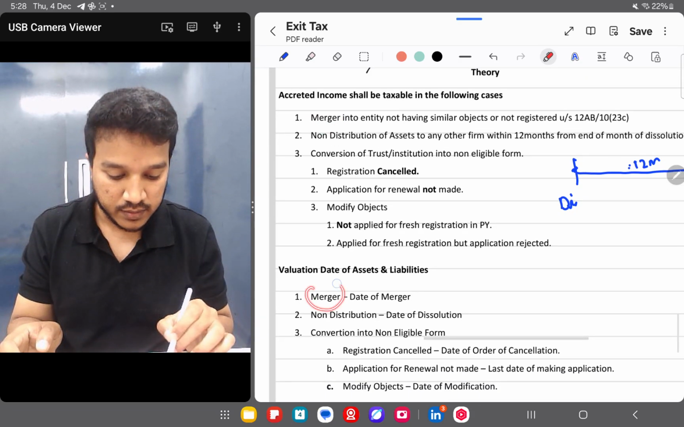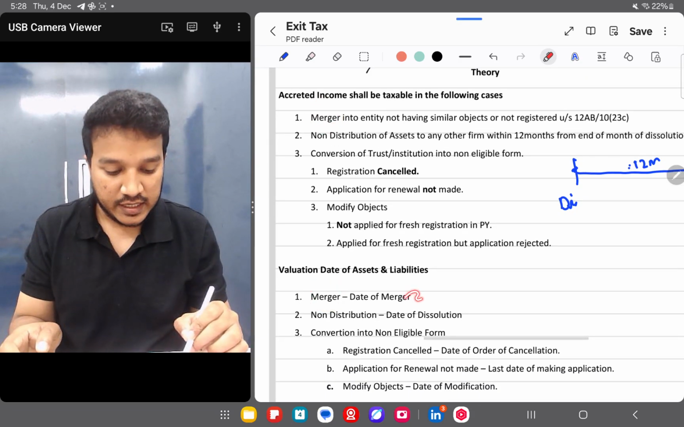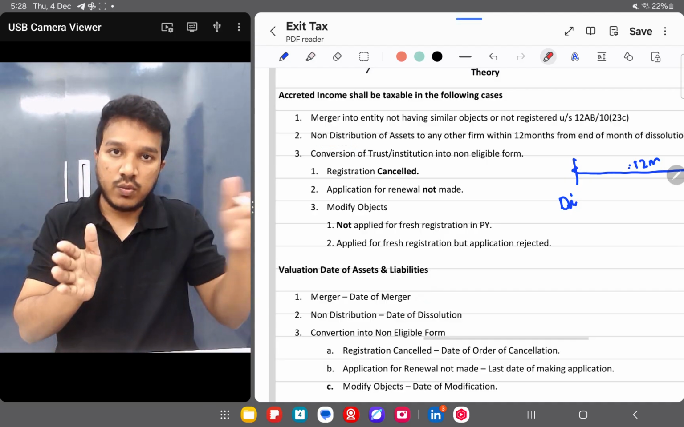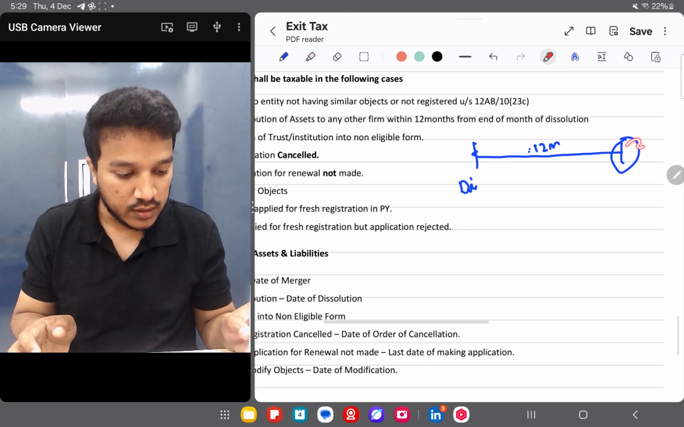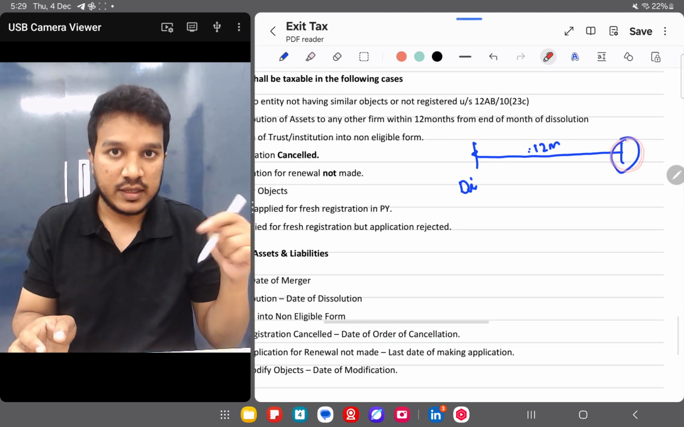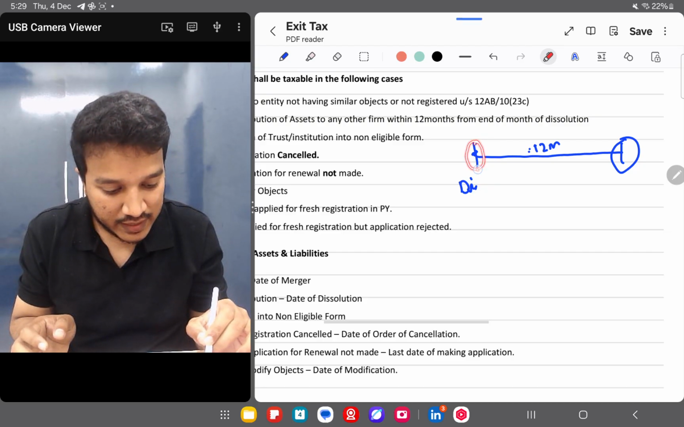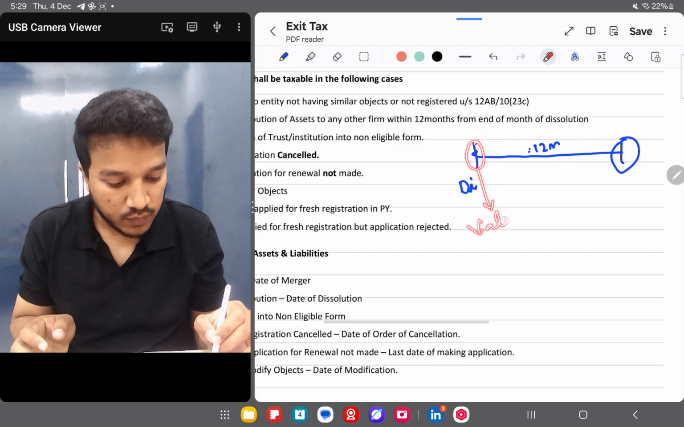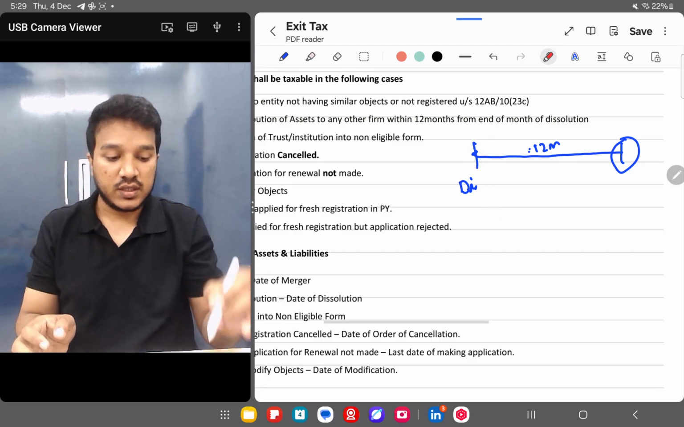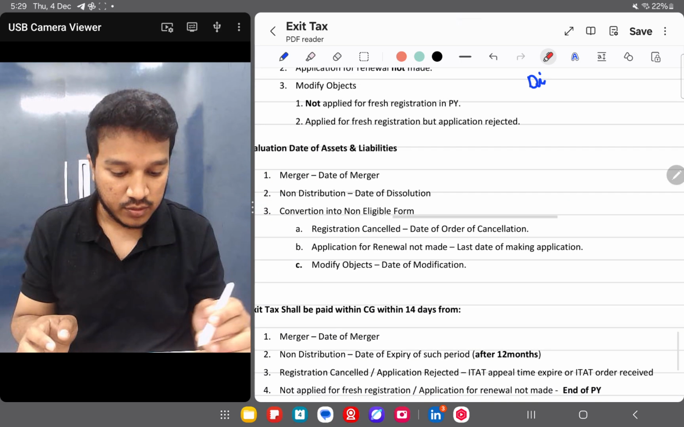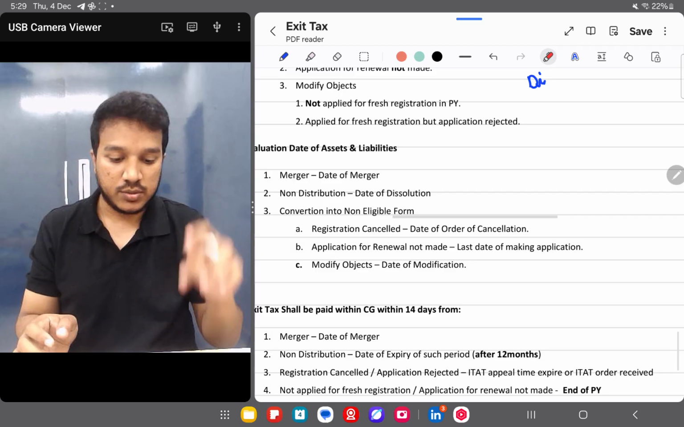Now if you see for merger, here also we read about merger. In case of merger, it's the date of merger. Okay, non-distribution of assets. Within 12 months you did not distribute. You waited for 12 months and then you saw assets are still lying. Then you will go back to the date of dissolution. Whatever is the value of those assets on the date of dissolution, you will calculate that value. Perfect, no? Date of dissolution, non-distribution case.